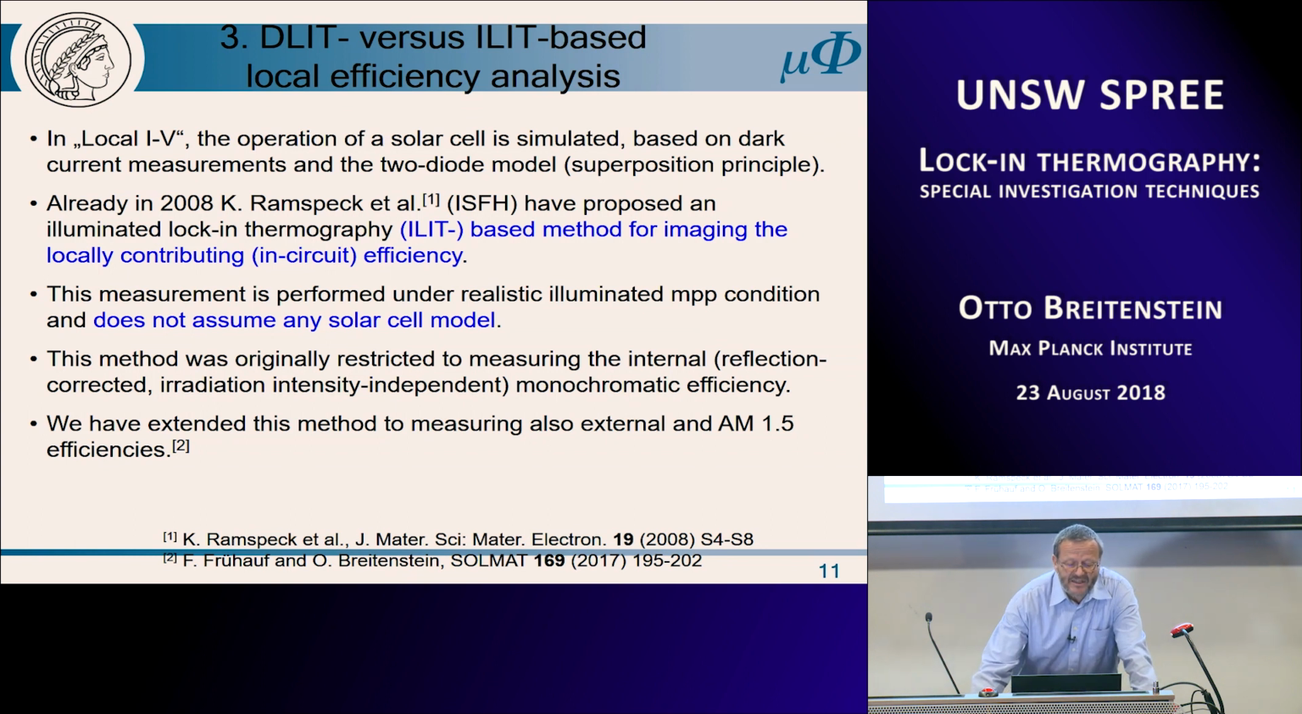And originally, this method was restricted to measure only internal, which means reflection corrected, and irradiation intensity independent monochromatic efficiencies. However, we recently have extended this method to measure also external and also AM 1.5 efficiency. This was published last year.